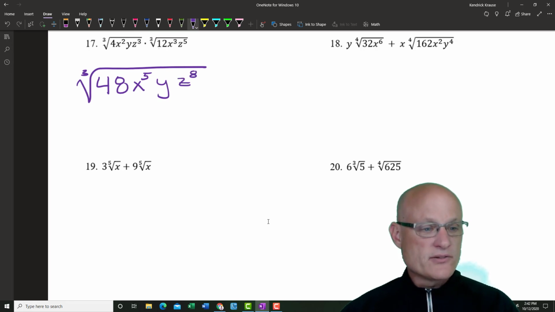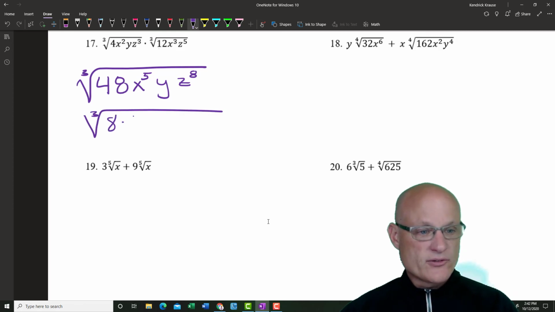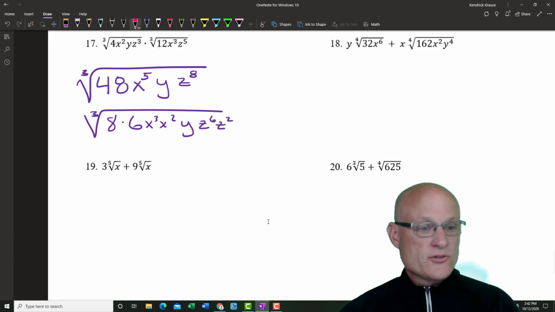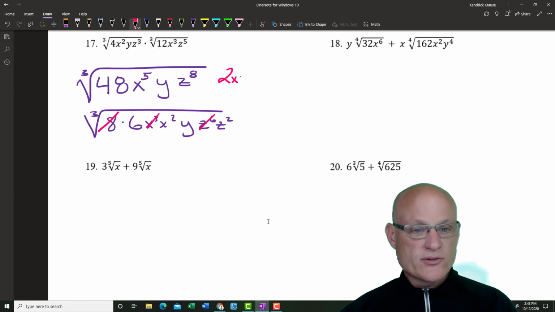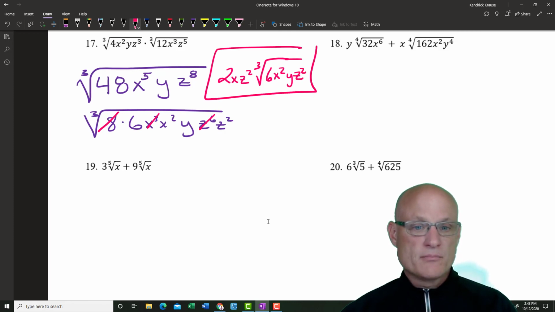All right. So let's see. Looking for perfect cubes that go into 48. We know that's 8 times 6. X cubed, x squared. Y. Z to the 6, z squared. Cube root of 8 is 2. The cube root of x cubed is x. Cube root of z to the 6 is z squared. Cube roots of 6 x squared y z squared. Boom, shabam, done.